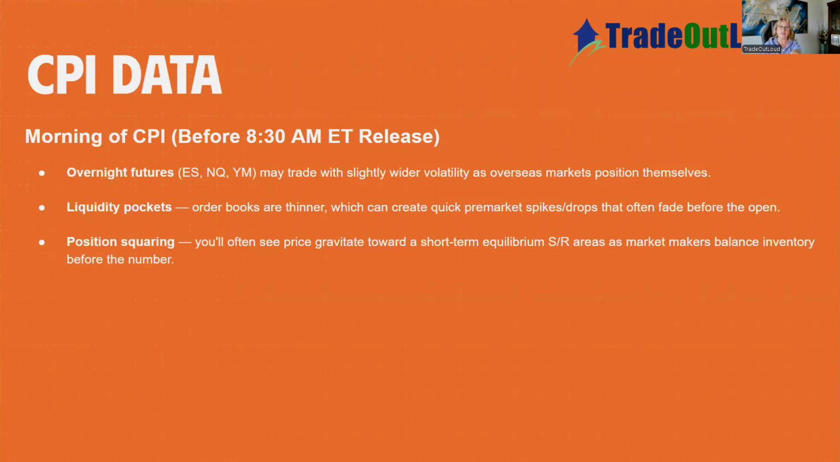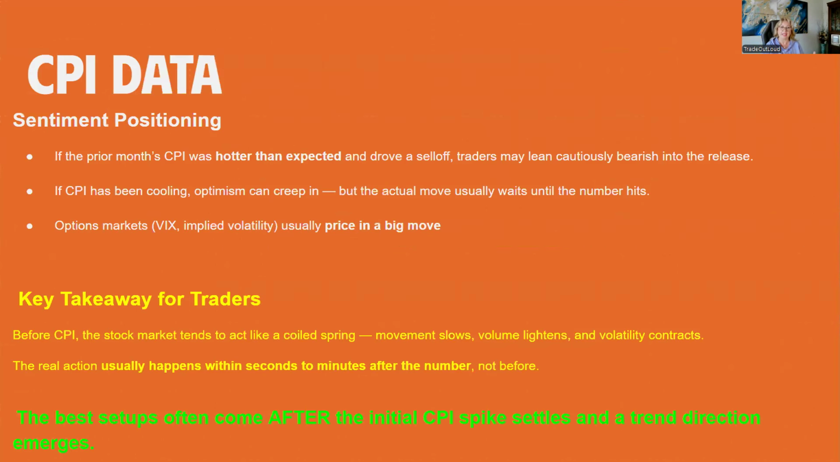Okay, so the morning before the CPI numbers, and we just witnessed this, this is before 8:30, you're going to see the overnight futures trade in slightly wider volatility. You probably noticed that 10 minutes before the open, because I was here watching it, a lot of volatility had already come in, and you already saw a little bit of push up into the market. You have liquidity pockets and positions squaring as well. And you don't often see price gravitate towards a short-term equilibrium, such as support and resistance. You just float around chaotically.